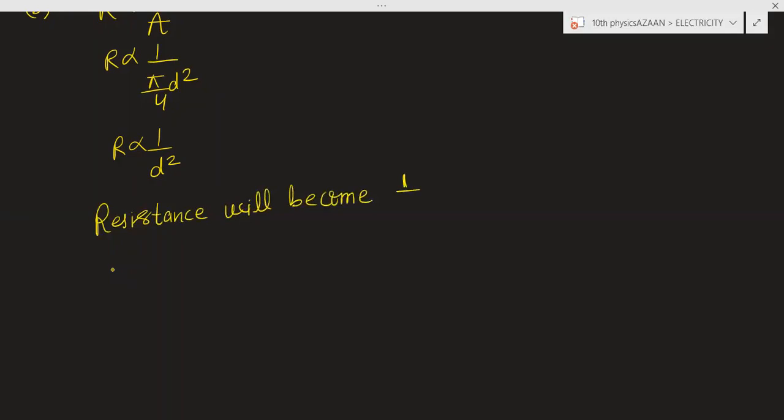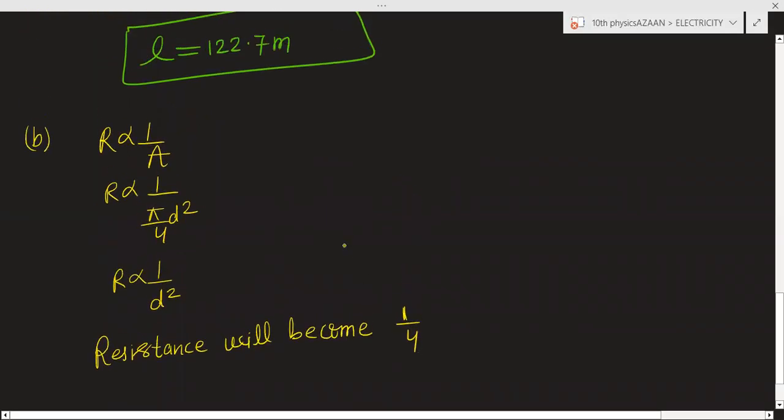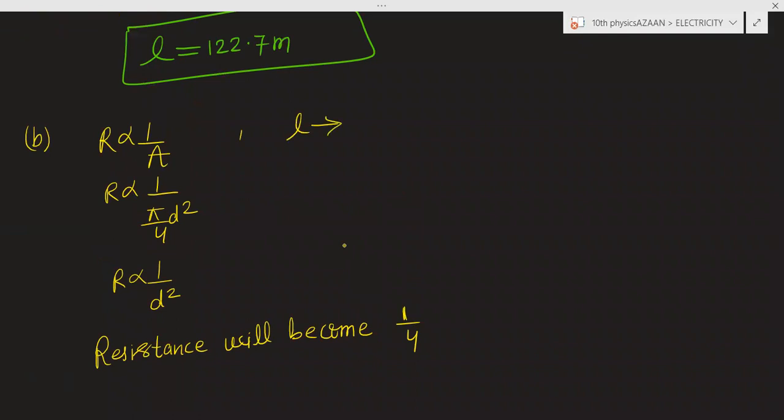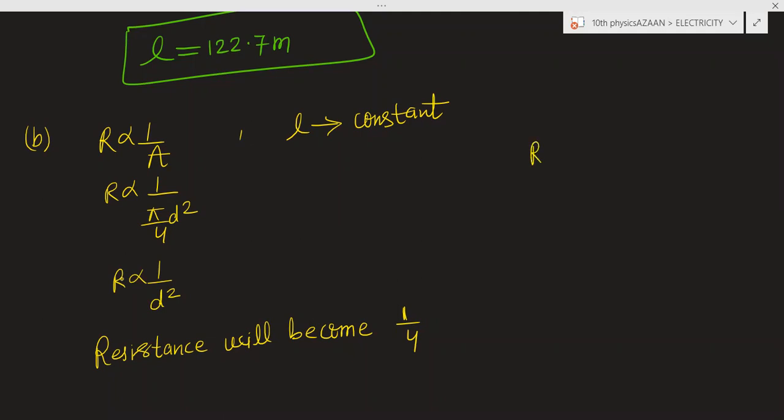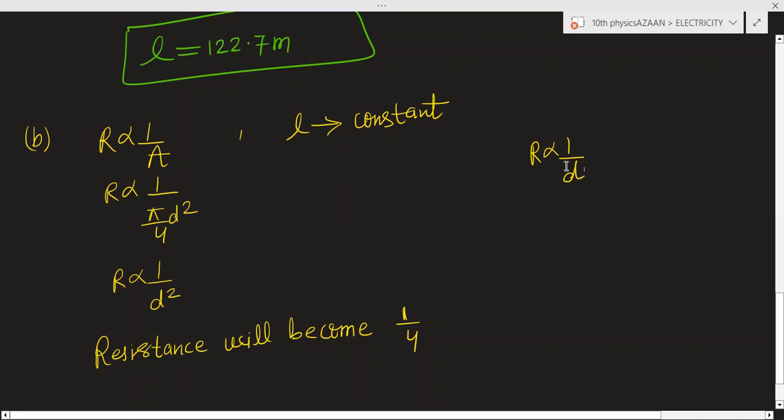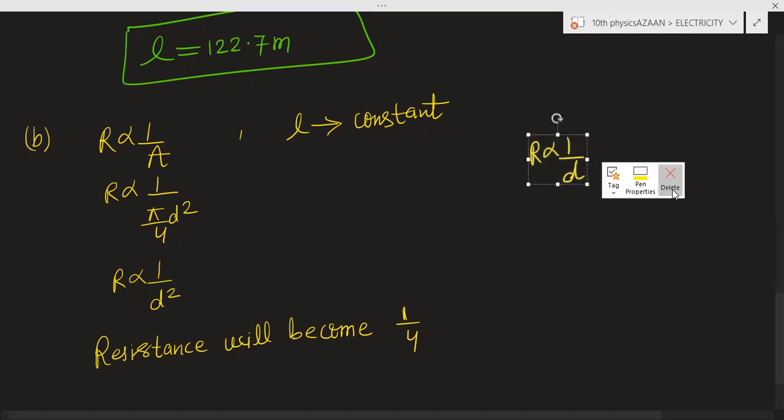But here you have to remember, length is constant. The length of the wire will remain constant. So resistance is basically inversely proportional to the diameter square. So if you double the diameter, resistance will become 1/4. Suppose resistance is inversely proportional to only diameter, not d square. Then if you double the diameter, resistance will become half in this case.